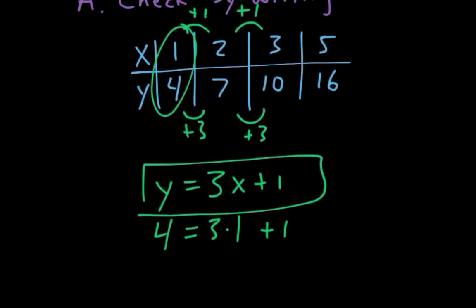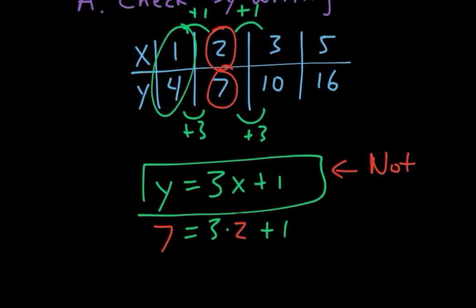And it's probably smart to ask, if it works for there, does that work for all the points? If I take my second point, when x is 2, 3 times 2 is 6, plus 1 gives me a 7. So sure enough, it fits the second point as well. Good? Okay, so now y equals 3x plus 1. Direct variation, not direct variation? Not direct variation because of the plus 1.